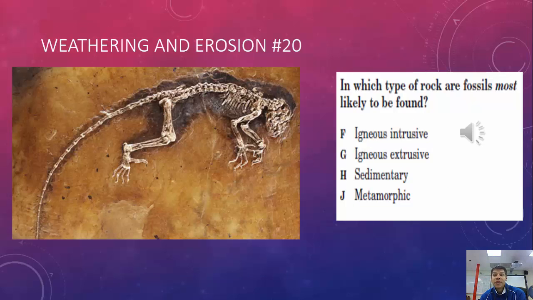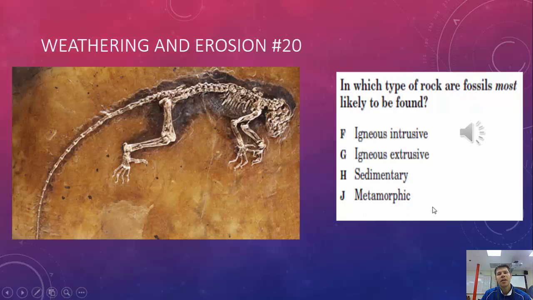Alright, number 20, this is a good question. Which type of rock are fossils most likely to be found? If you know the difference between an igneous rock, a sedimentary rock, and a metamorphic rock, this should be an easy question. Since igneous rocks are formed from the cooling of lava for the igneous extrusive, or magma from the igneous intrusive, you're not going to have any fossils. You're not going to have an animal that was able to be preserved for millions and millions of years. If it was in lava or magma, it would have been destroyed.